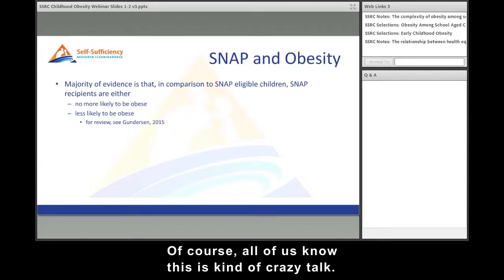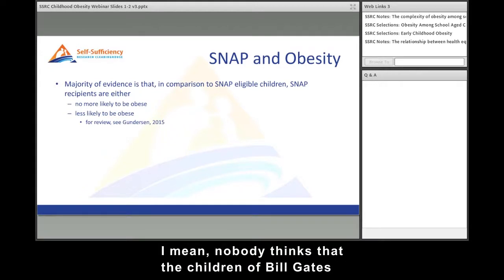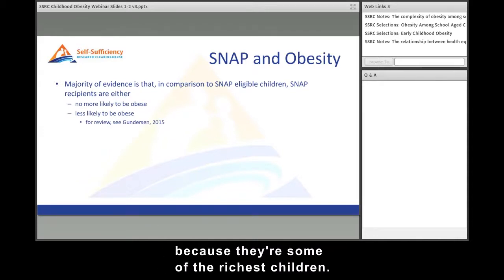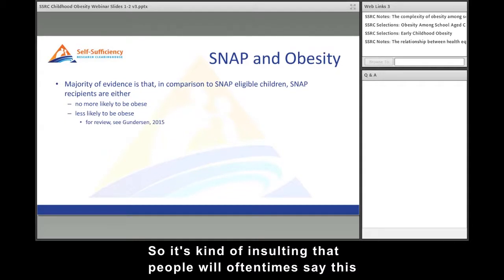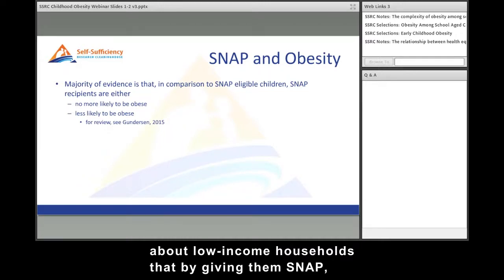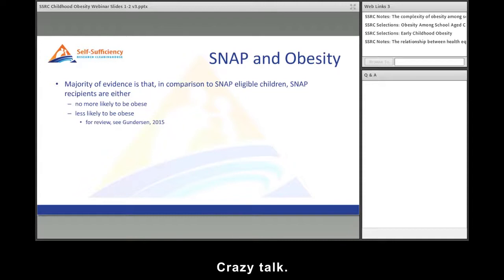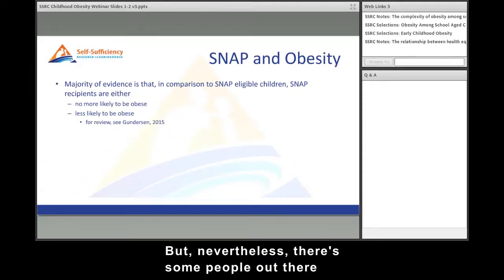Of course, all of us know this is kind of crazy talk. I mean, nobody thinks that the children of Bill Gates are going to be the largest children in the country because they're some of the richest children. So it's kind of insulting that people will oftentimes say this about low-income households, that by giving them SNAP, they'll become more likely to be obese. Crazy talk. But nevertheless, there are some people out there who still believe this.